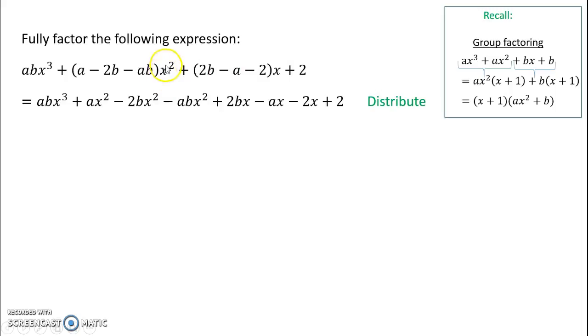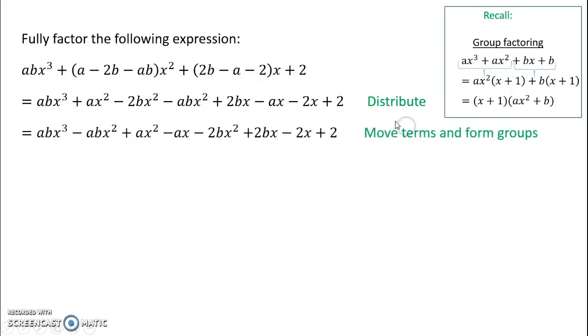So we have x squared here, and we have x. We distribute in x squared, so we get ax squared minus 2bx squared minus abx squared. We do the same thing with this bracket. We distribute in the x, and we get 2bx minus ax minus 2x. After distributing, we're going to have to move terms around so that we have terms that have the same leading coefficient.